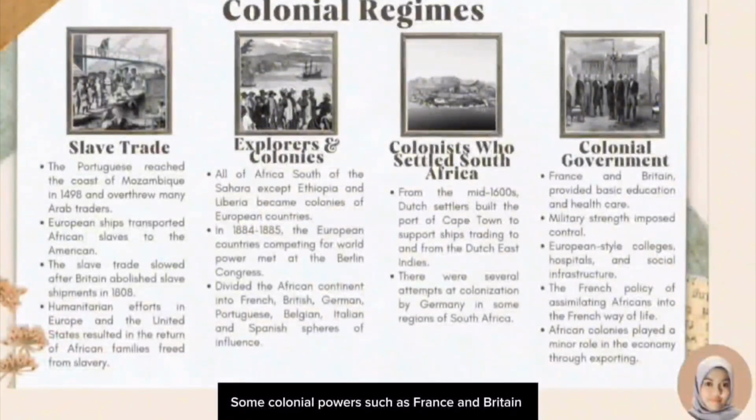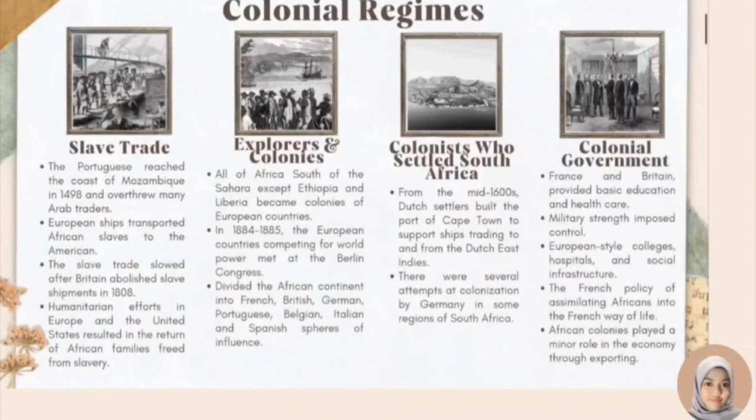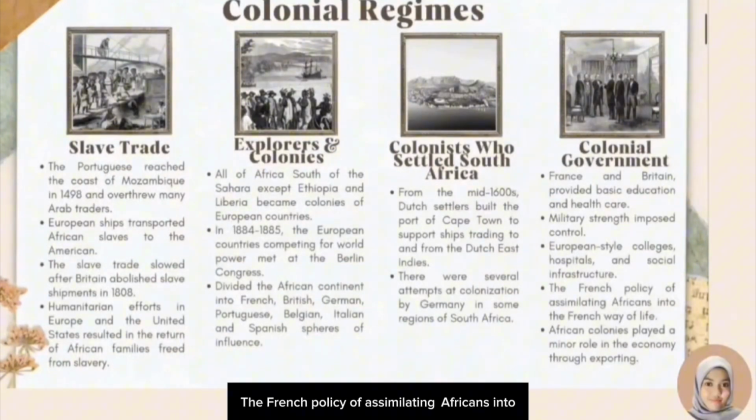Some colonial powers such as France and Britain provided basic education and healthcare. They also gave limited experience to Africans in local government, especially when traditional political institutions were in place and the chiefs or kings were available. New colleges, hospitals, and other infrastructure were built by the colonies in centers that established educated professionals in the European ways. The French policy of assimilating Africans into the French way of life tied their colonies more closely to French institutions.